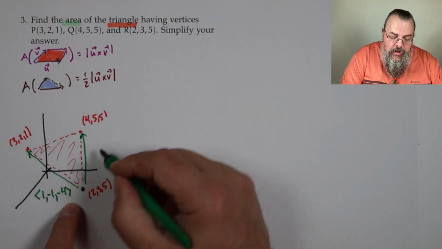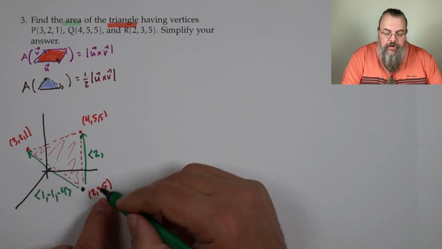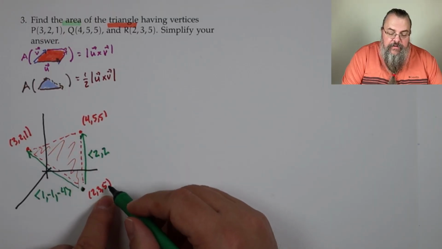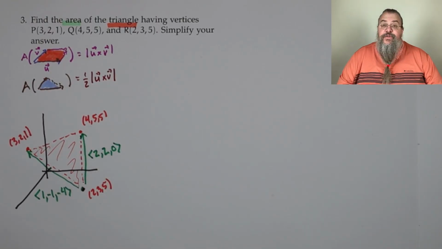All right. Now here, we went 2 to 4. That's a change of +2. 3 to 5, that's a change of +2. And 5 to 5 is a change of 0. So 2, 2, 0.